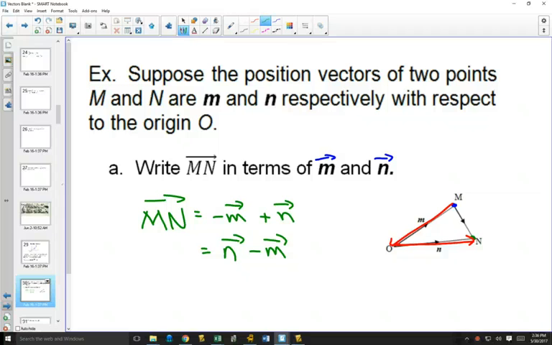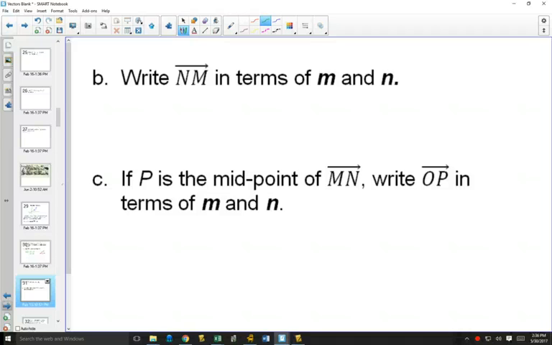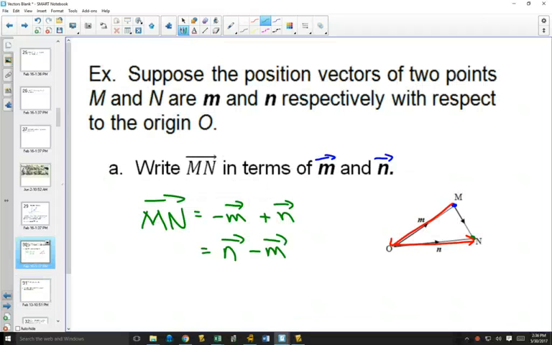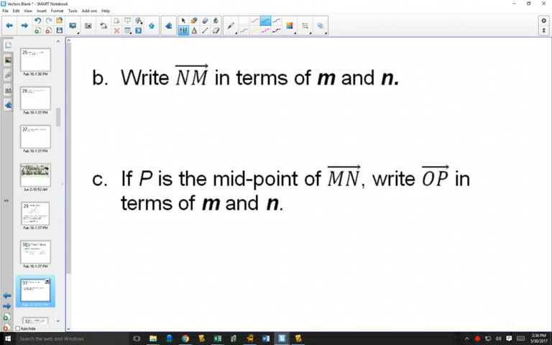Okay, so we've got N minus M, or minus M plus N. Considering the same thing, if you had to go from N to M, we went from M to N. Now we're wanting to start here at N and end at M. Well, now you would go minus N plus M. I'm going to redraw that picture right now.